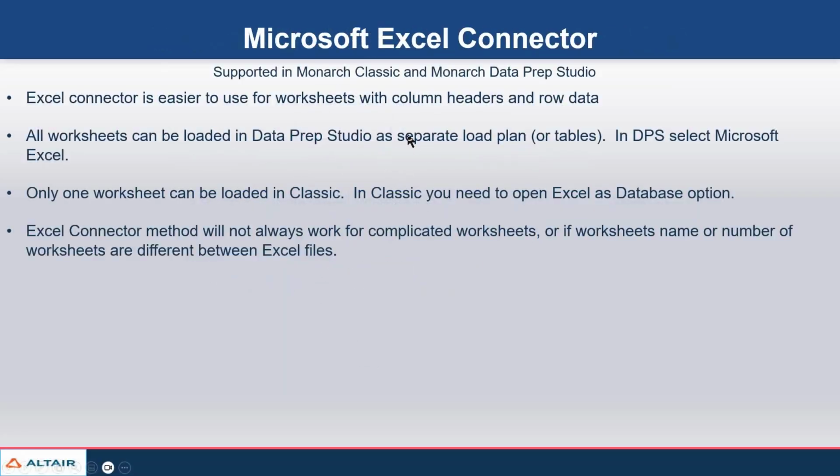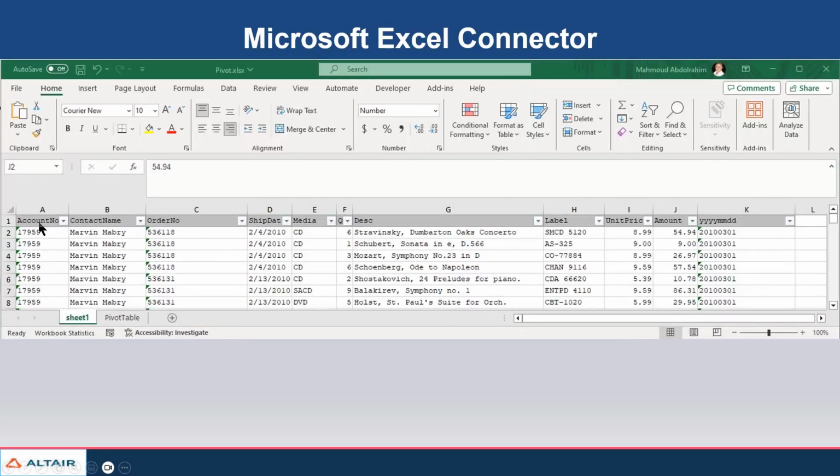So again, the Excel connector, or Microsoft Excel, is easier to use for worksheets with column headers and row data. If you have an Excel file that has headers and data, it's much easier to use Microsoft Excel. Like in this example, as you can see, the first row has column headers, and there are rows. There are no logos or other descriptions on top. If this is the case, you can use Microsoft Excel.